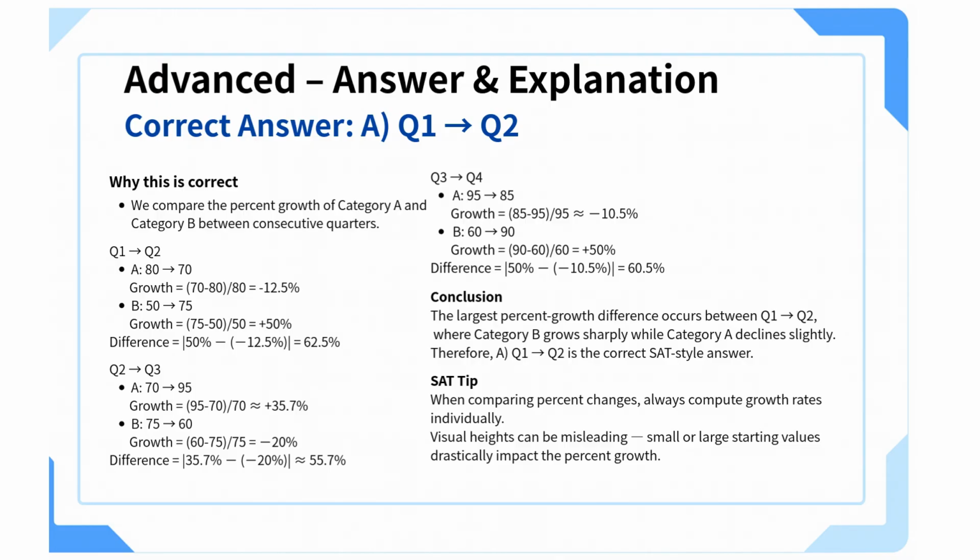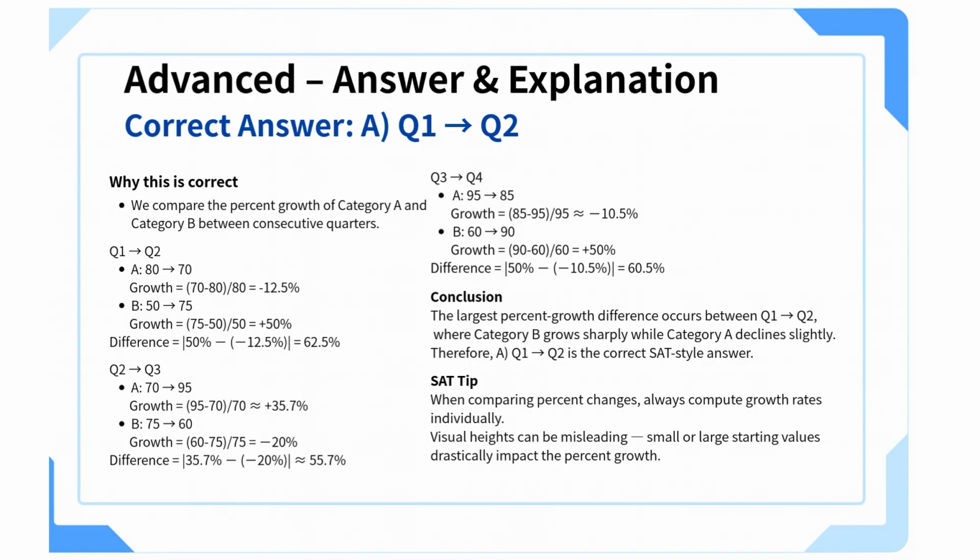Next, from Q2 to Q3. Category A rises from 70 to 95, an increase of about plus 35.7%. Category B drops from 75 to 60, a minus 20% change. The difference here is roughly 55.7%. Finally, from Q3 to Q4. Category A goes from 95 to 85, which is about minus 10.5%. Category B increases from 60 to 90, a plus 50% change. The difference is around 60.5%.